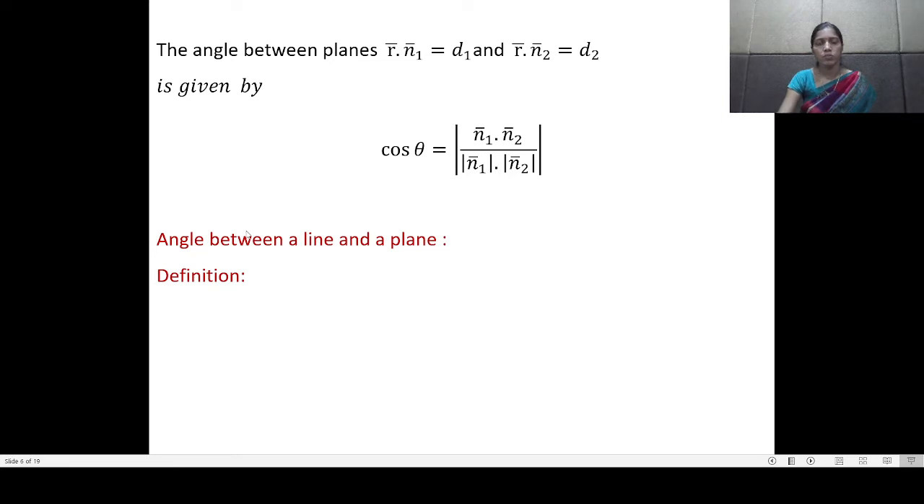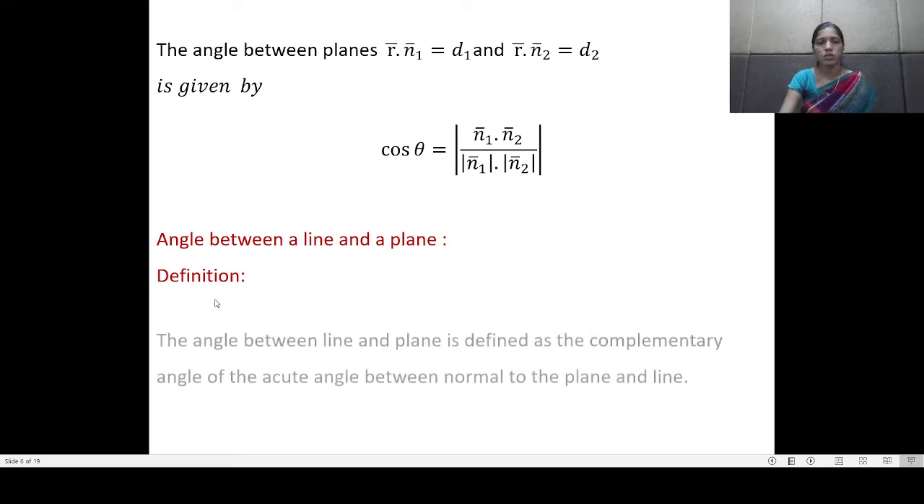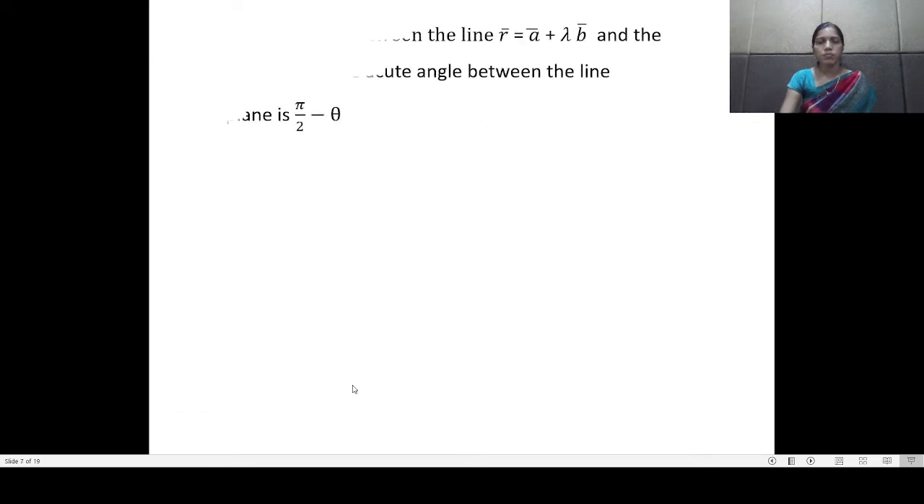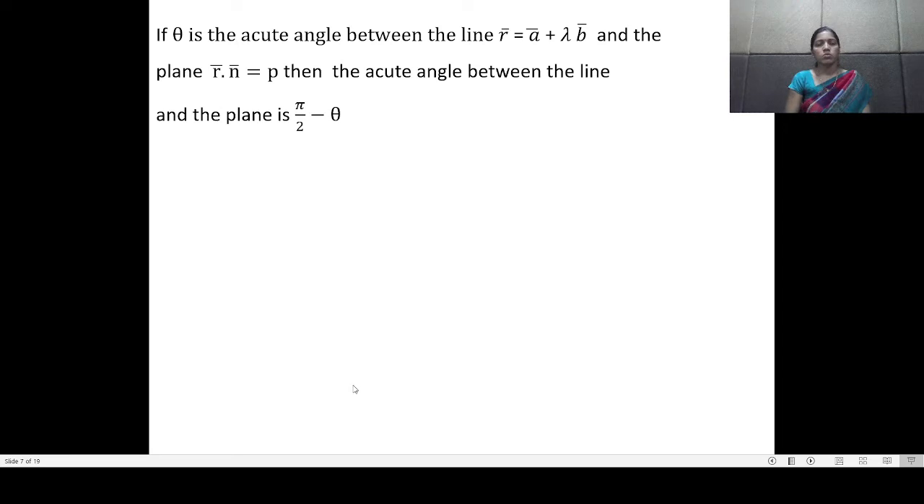Now the second point is the angle between a line and a plane. First we see the definition: the angle between a line and a plane is defined as the complementary angle of the acute angle between the normal to the plane and the line. Now let's see how to find the angle between a line and a plane.